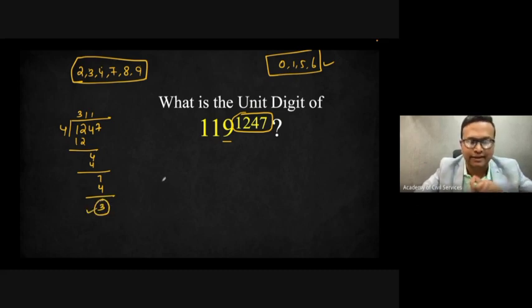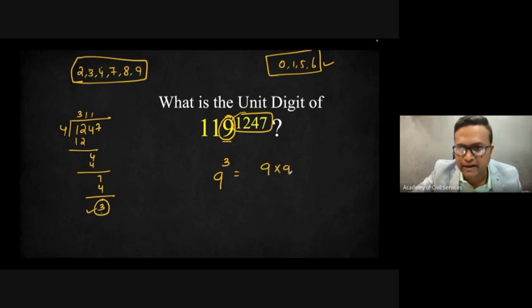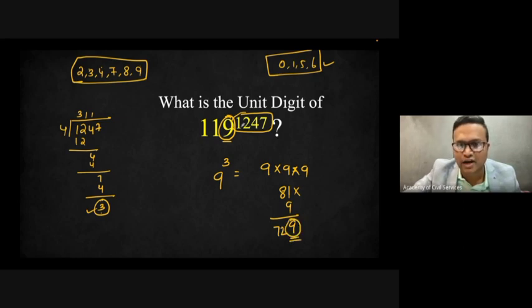If the remainder is 3, then you have to take out the unit digit of the base, which is 9. This 9, you add this remainder as the power of this 9. 9 power to 3. That means 9 multiplied by 9 multiplied by 9. 9 multiplied by 9 is 81. 81 multiplied by 9, 9 multiplied by 1 is 9, 9 multiplied by 8 is 72. The unit digit of this answer will be the correct answer. For this one also, 9 is the unit digit of the final answer.